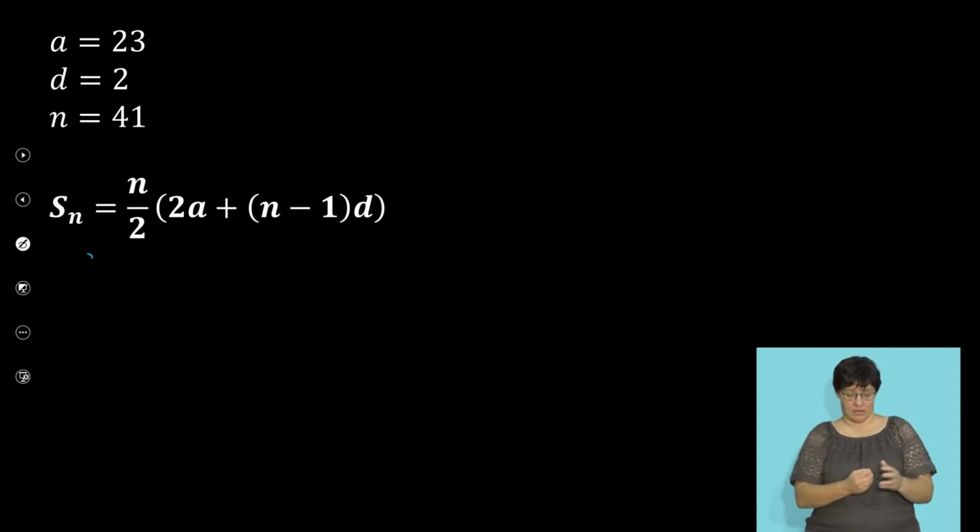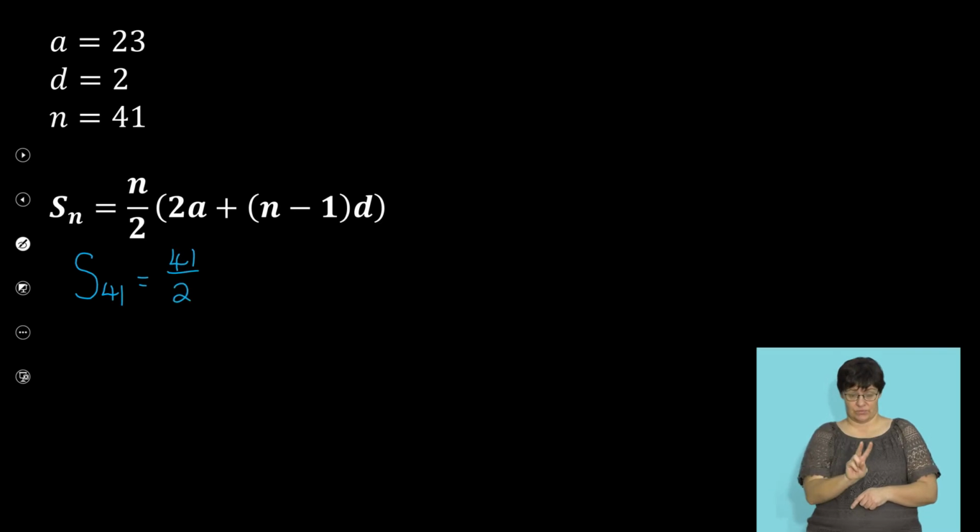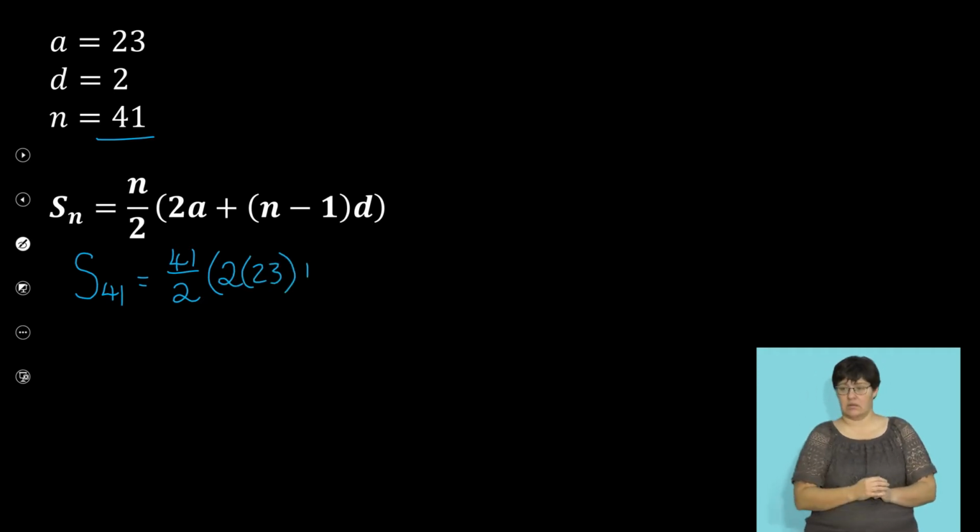So I'm going to take the sum of the first 41 terms, which means I'm going to have 41 over 2. I'm substituting in n, which is written over here. I'm going to have 2 times my a, which is 23. This is going to be added to 41 minus 1, again substituting in n. Then I'm going to substitute in d, which is positive 2.